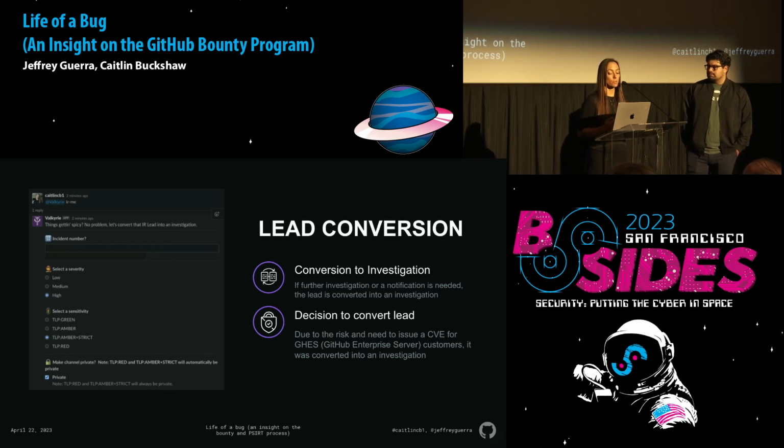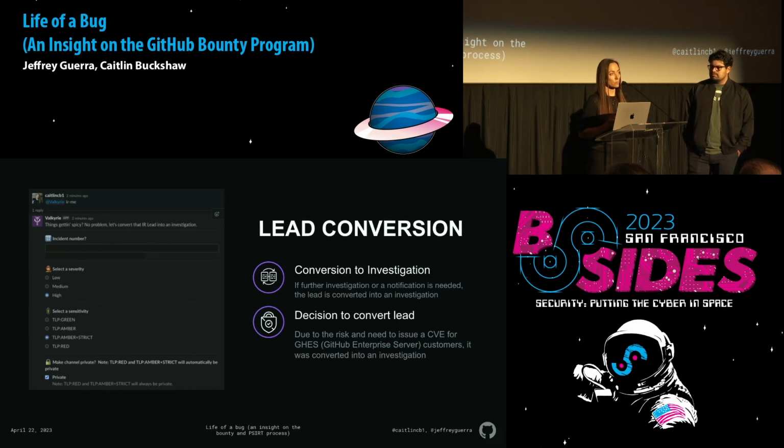Our chat op is going to do this on the GitHub issue side as well. So it's fully documented in the issue. We don't have to go back into it, do anything manually. At this point, it's fully converted. And one of the things, as Jeff mentioned, is that we know that because this impacts GHES, GitHub Enterprise Server, we will need to issue a CVE.